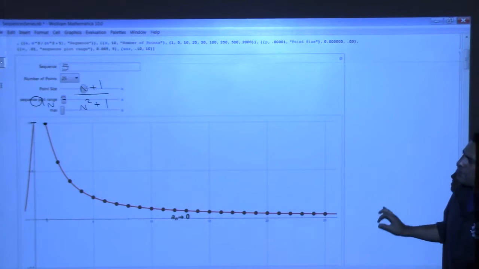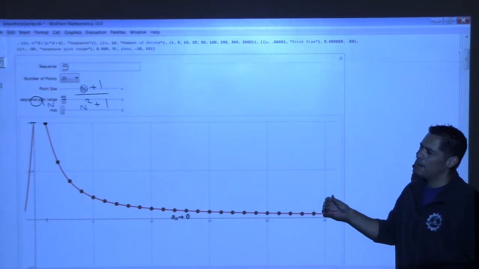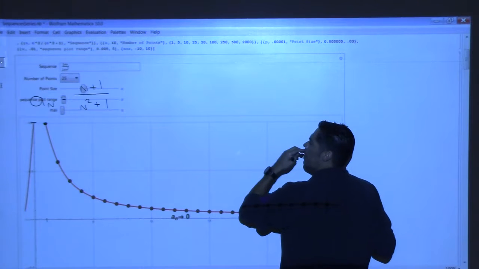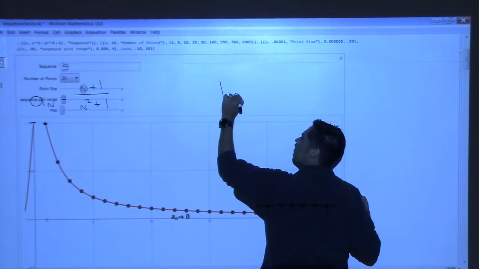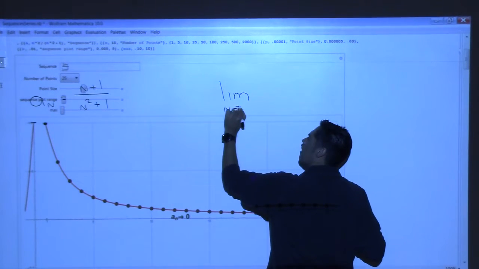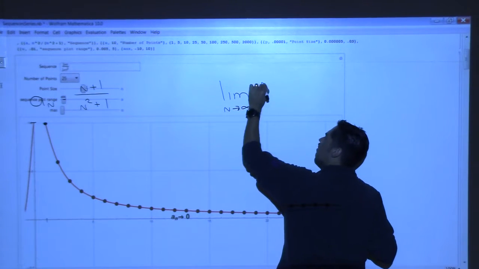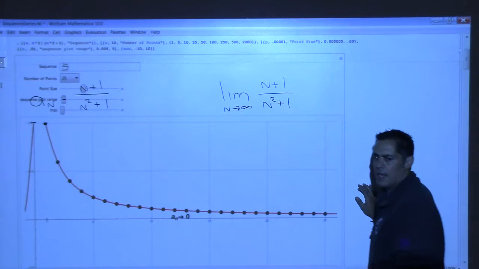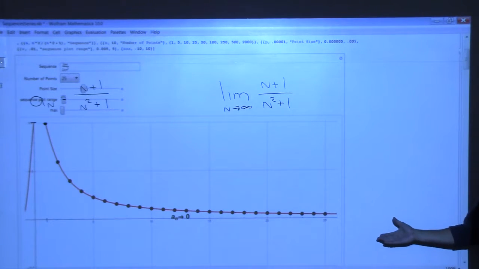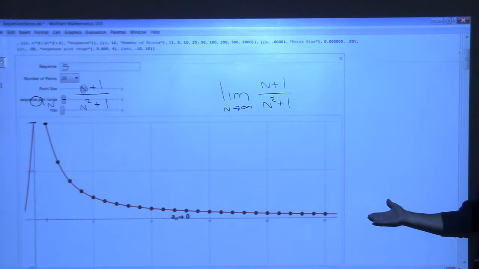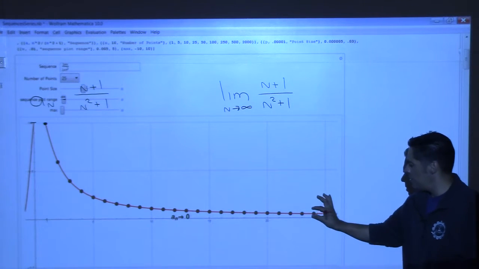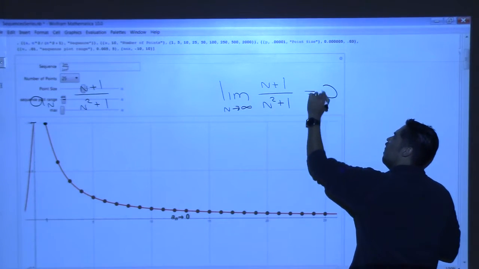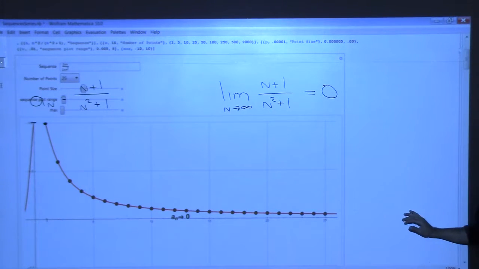So we could probably say that this sequence, as n goes to infinity, like if we took the limit as n went to infinity of that sequence n plus 1 over n squared plus 1, it appears that the answer is what? 0, right? It appears that it's 0. As you go out further, these get smaller. Does that make sense visually? Yeah. Now, how would we do that without the picture?